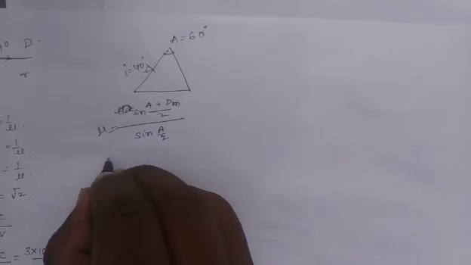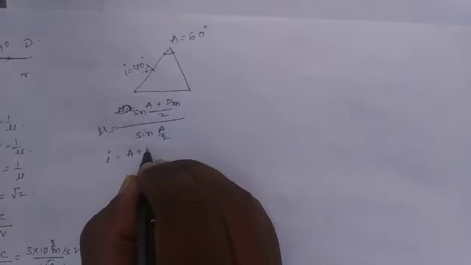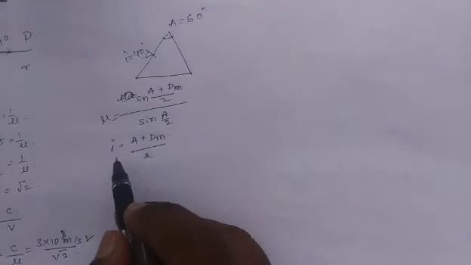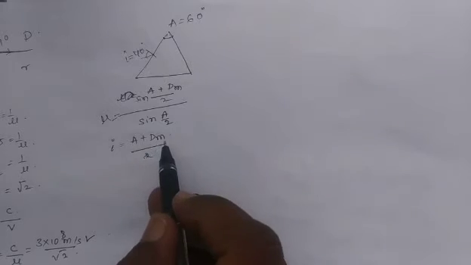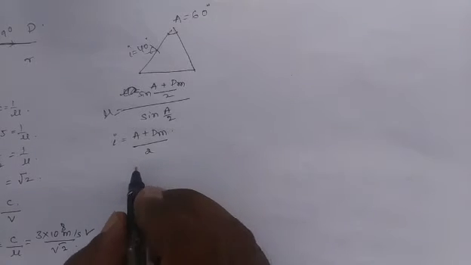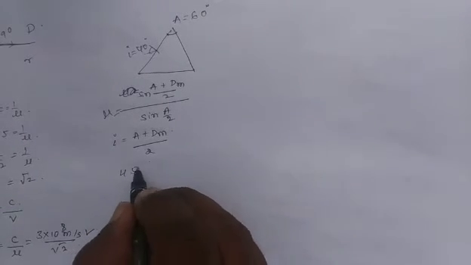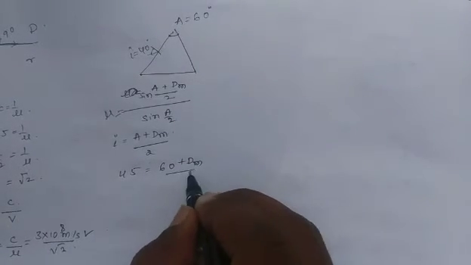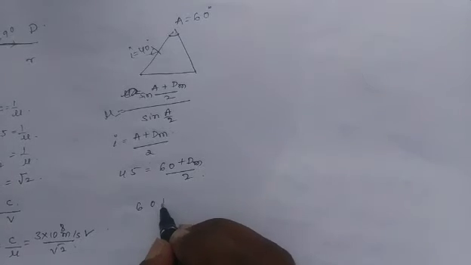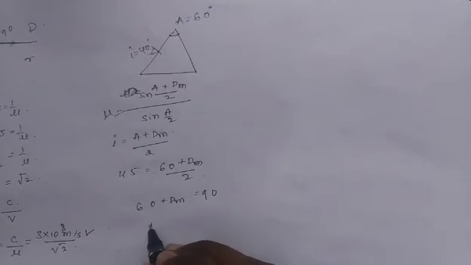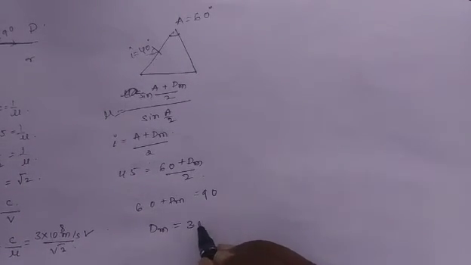Okay, another one is the angle of incidence: i is equal to A plus D, the minimum angle of deviation, divided by 2. Here we find the value of i by using this formula. Now the angle of incidence is 45 degrees, the angle of the prism is 60, and we want to calculate the minimum angle of deviation. So 60 plus the minimum angle of deviation, divided by 2, equals 45, so the minimum angle of deviation is equal to 30 degrees.